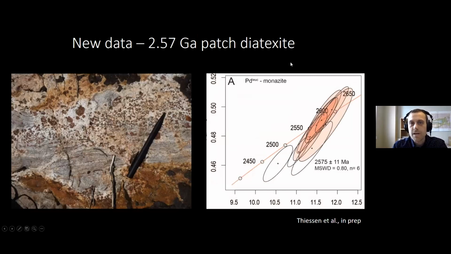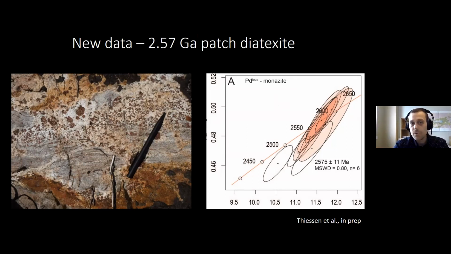As for metamorphic ages and quantification of that, this is a new sample. This is a garnetiferous leucosome or patch diatexite, basically a melt of a sedimentary rock. Monazite within this leucosome was dated and gave a fairly good age of 2575.